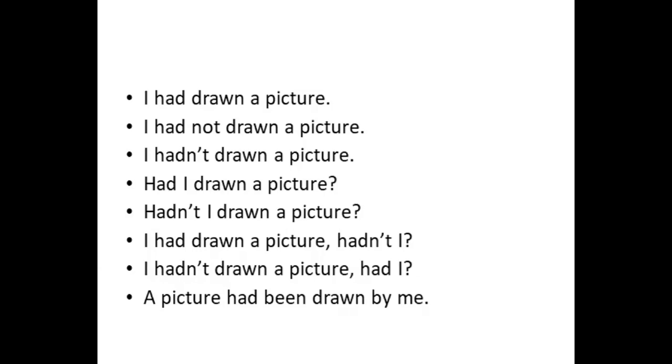And passive form, I had drawn a picture. I subject, had drawn verb, a picture object. When you change it into passive voice, that object will be subject, a picture. After that, be form of the tense we need to write. So what are the be forms of past perfect tense? Only had been. So whether the subject is singular or plural, we need to write had been only.